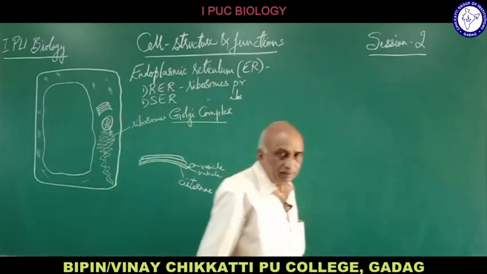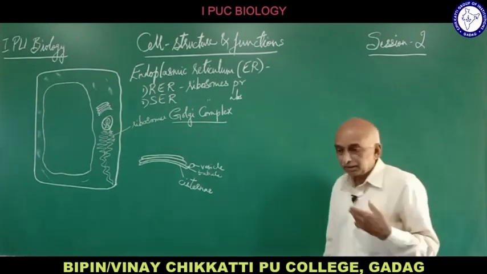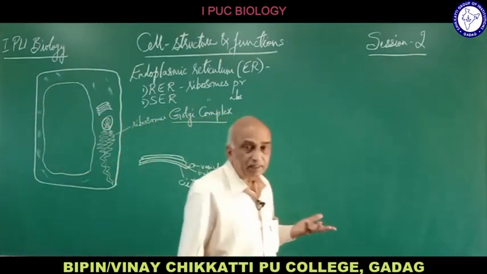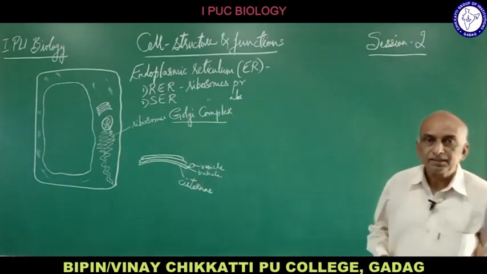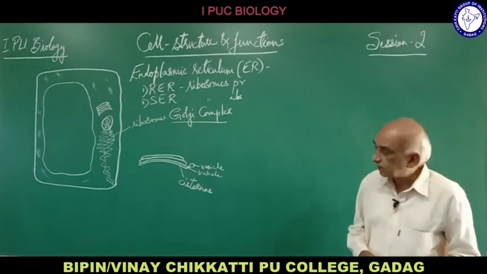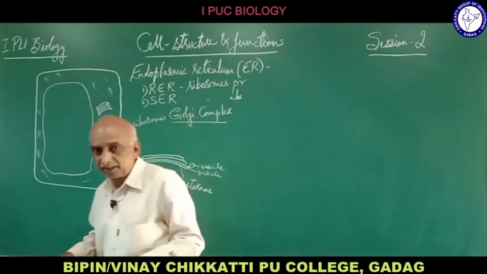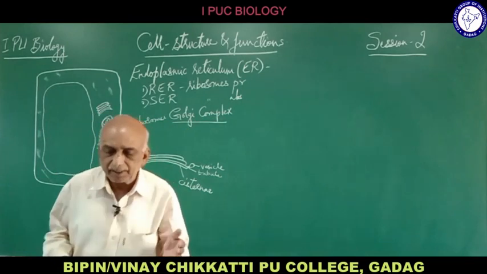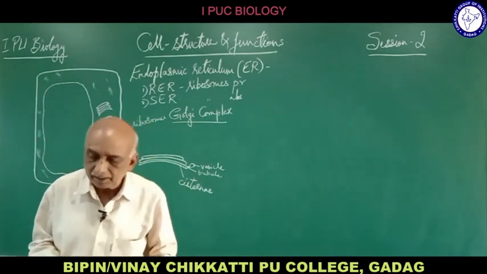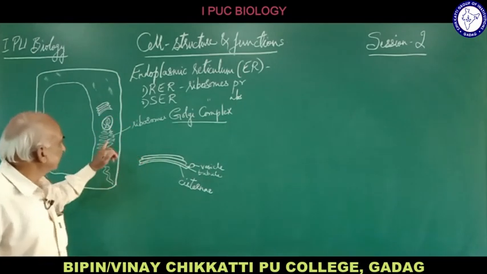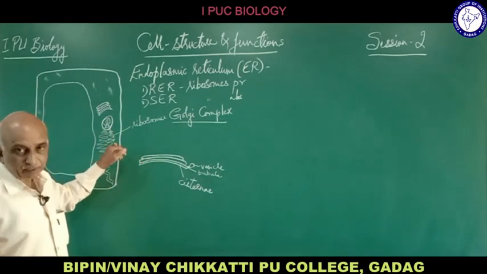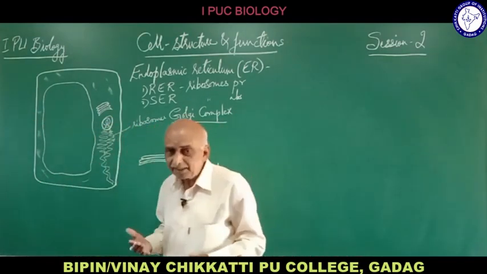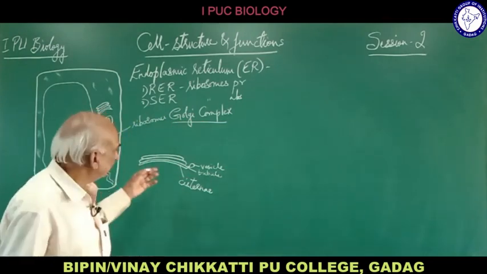When we go to the more detailed structure of the Golgi complex, we can say that it can be differentiated into vesicles, tubules, and cisternae. But the cisternae are the main structures present in the Golgi complex. The Golgi complex helps in packaging materials like proteins. The proteins synthesized by the ribosomes of the endoplasmic reticulum are packed.